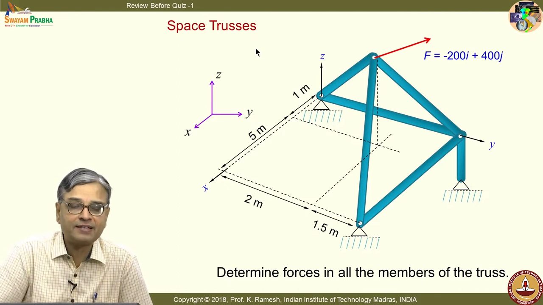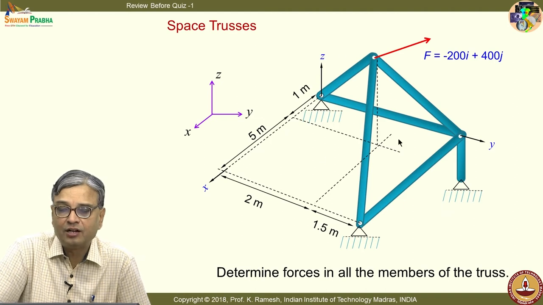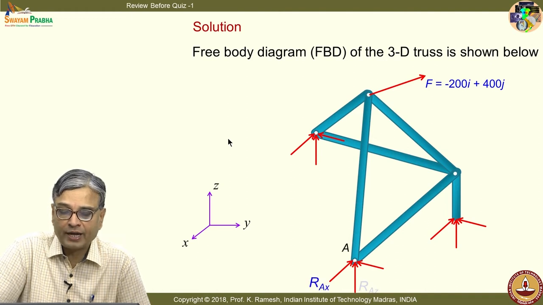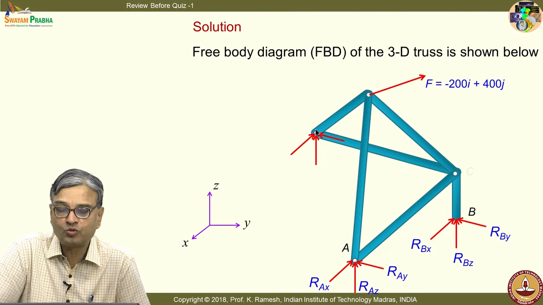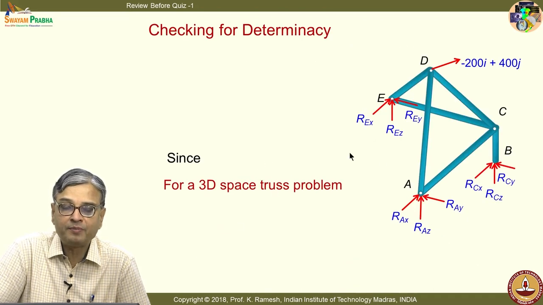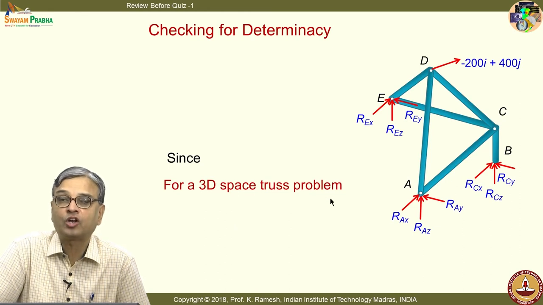Suppose I go for a space truss like this, what is the difference going to be? It is all supported by ball and socket joints, and you will have to go back to your vector algebra and solve the problem. Without vector algebra, it is difficult to handle a problem like this. And you have three reactions at each one of these supports, and they are handled in a similar fashion. And we can also look at whether the problem is statically determinate or not.